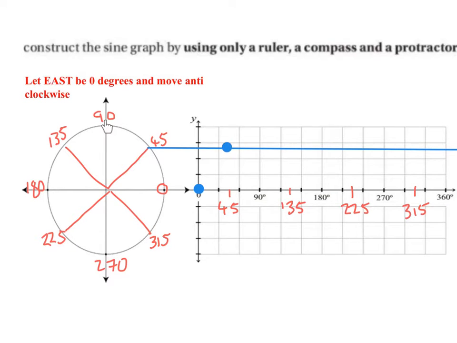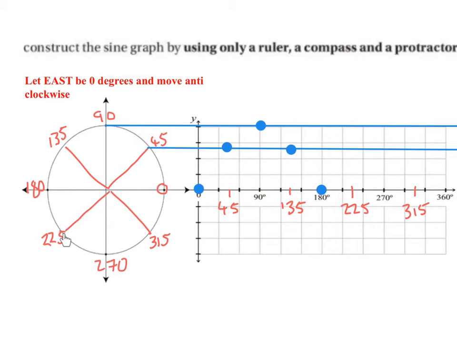Next we draw a line across from 90 degrees. So we draw a line across from 90 degrees on our unit circle till we match up with 90 degrees on our x-axis, and we plot a point. Next we draw a line across from 135 degrees, but we see that it actually matches up with our 45 degree line. So we keep going across that line until we match up with 135 degrees and plot a point. Next we have 180 degrees, and we see that that matches up with our actual x-axis, so we go across 180 degrees in our x-axis and plot a point.